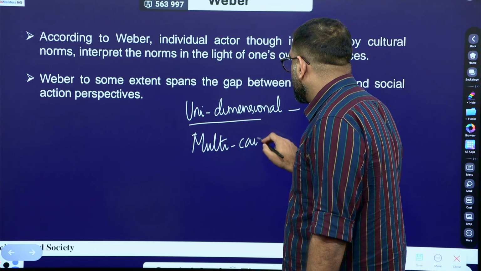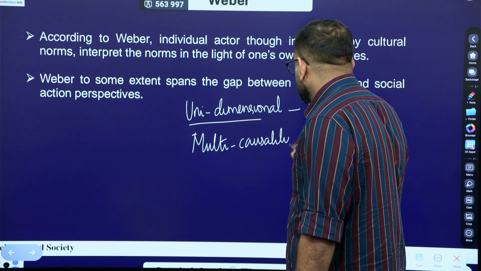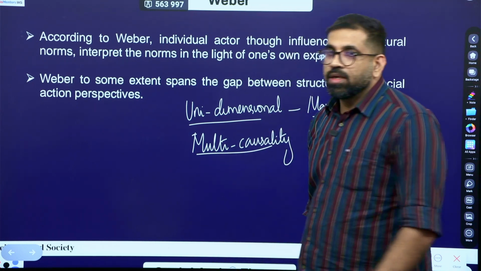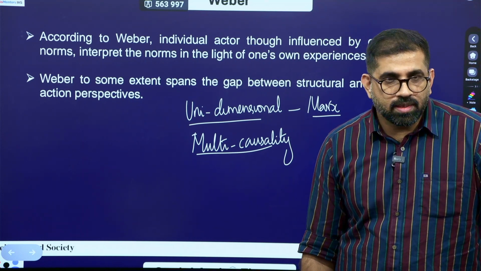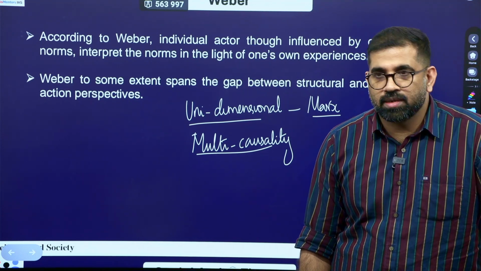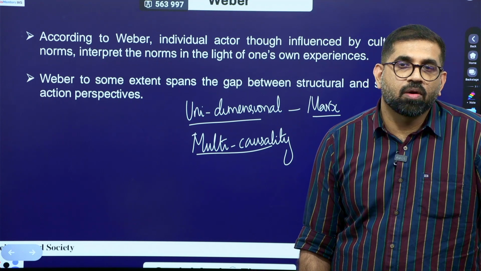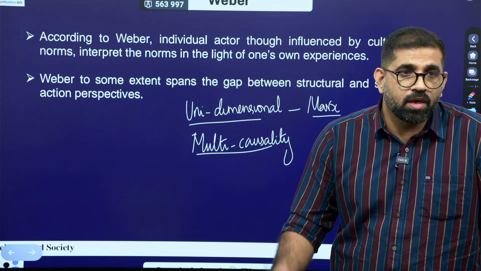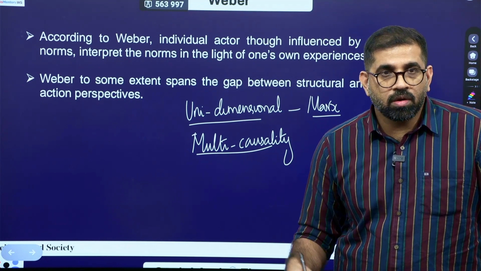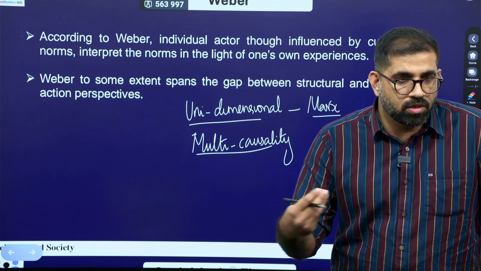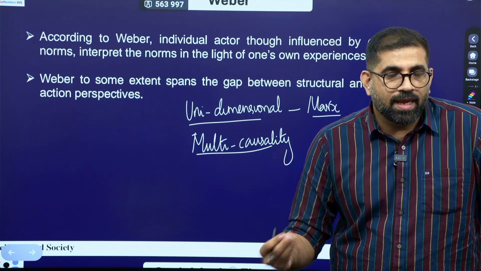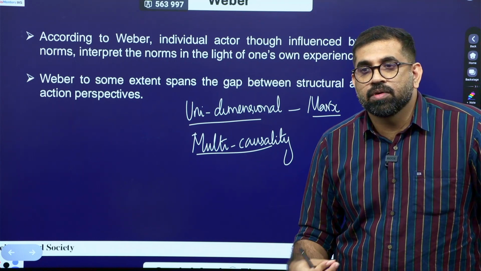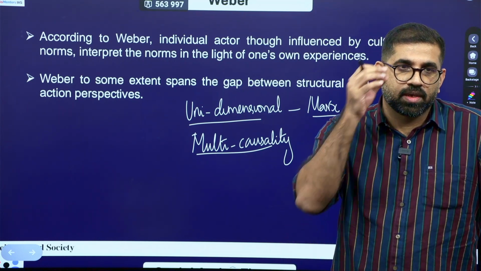So, as a result, Weber focused on multi-causality. So, what do you mean by multi-causality? Weber said that social reality is complex. As a result, we cannot explain it by using a single cause. There can be multiple causes, and all the causes for a particular social issue or social reality cannot be comprehended by the human mind. As a result, we will have to follow selectivity while studying social reality.